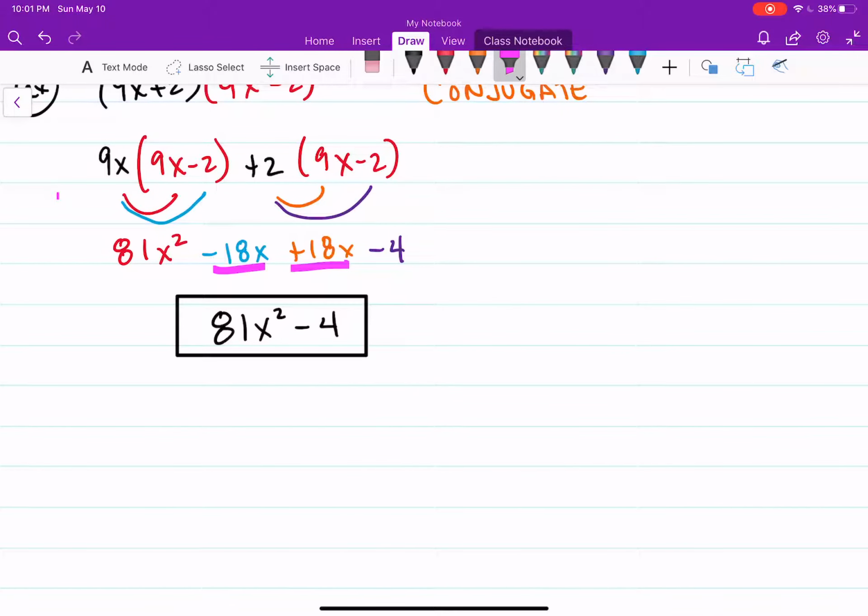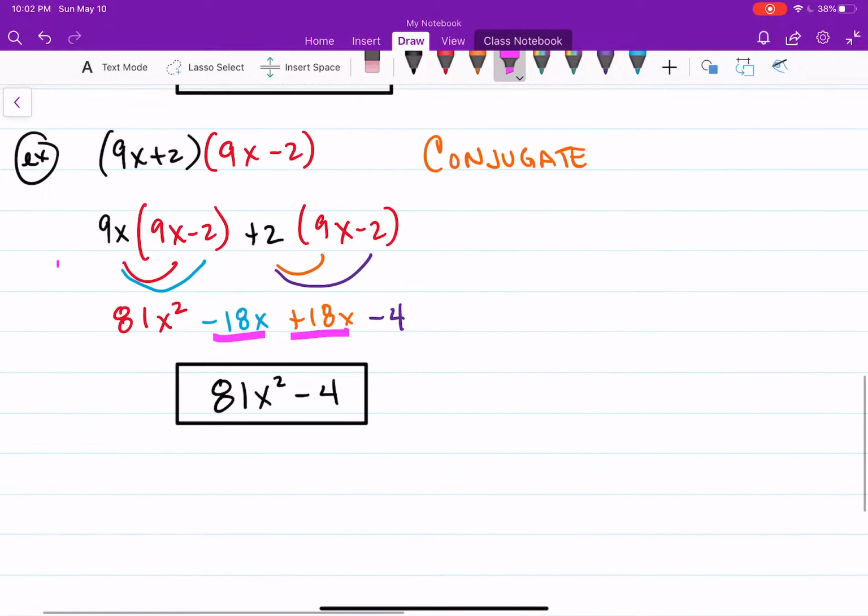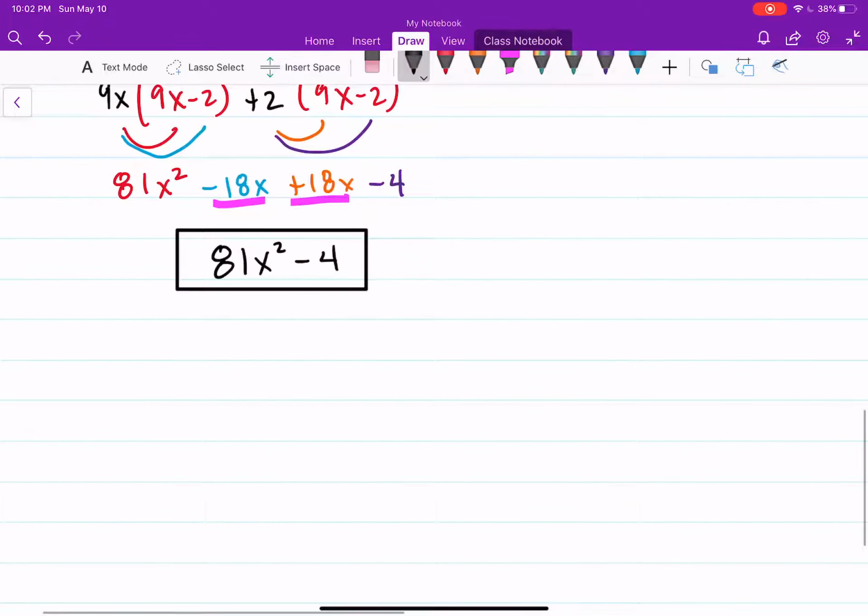Now notice this also. Notice how I am multiplying 9 times 9, x times x. 81x squared is a perfect square because 9 times 9 equals 81, x times x equals x squared. Similarly with the 2 and the 2. 2 times 2 is 4, which makes 4 a perfect square, okay? Just things to point out. I want you guys to just remember that, okay? Because that will come back up.